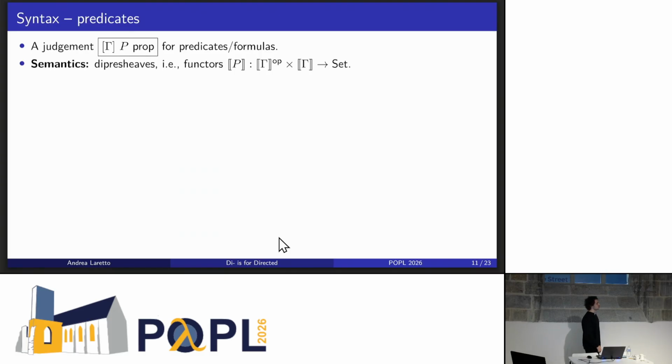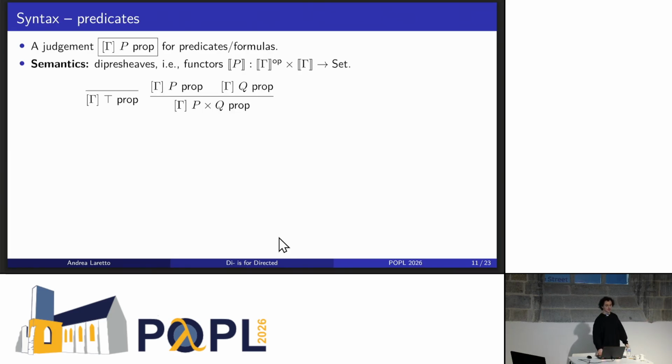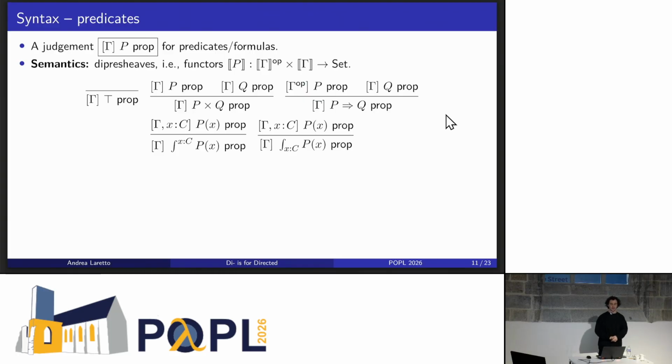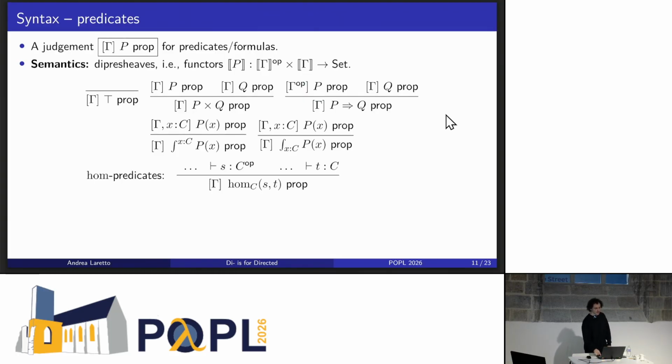Then you have a judgment for formulas or predicates. And in the semantics, these are dipresheaves again. These are the constructors. You have top, you have conjunction, then you have implication, and this one is actually interesting because you have this small op on the left, on P, because intuitively implication is contravariant, right? Then you have the rules for quantifiers. And then the interesting part is the case for hom predicates.